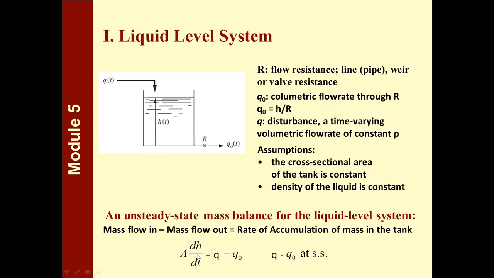Your A times the derivative of the level with respect to time is your rate of accumulation. Q is the volumetric flow rate to the tank, and Q sub O is the volumetric flow rate through the linear resistance. Now, at steady state, we expect that there won't be any disturbances, or there won't be any changes in our volumetric flow rate to the tank, and that's your Q. And at steady state, since it's not going to change, we expect that our volumetric flow rate through the linear resistance should also be equal to it.